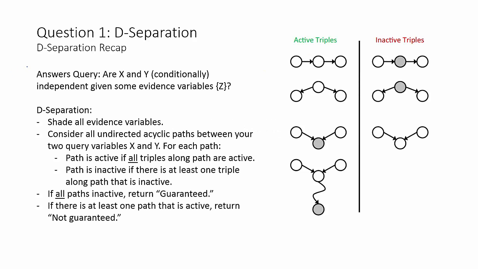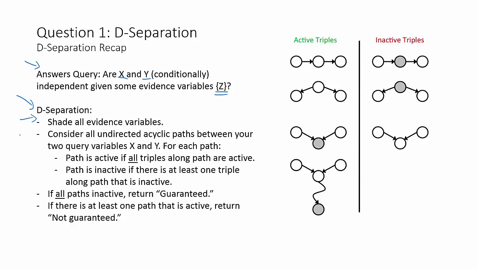D-separation is an algorithm that helps us answer the following query on a Bayes net. Are two random variables, x and y, conditionally independent given some evidence variable set z? To answer this query, we do the following process here. First, we shade all the evidence variables, that is, all the variables in the set z.